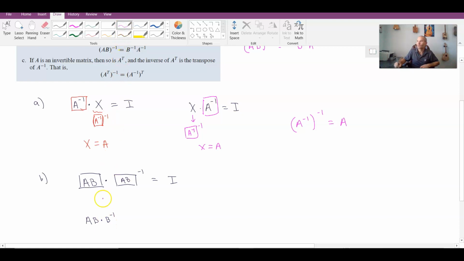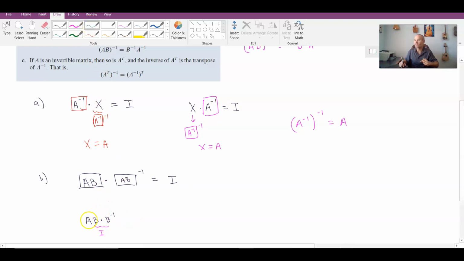So what that would give me right there is that would cancel out and give me the identity matrix. And then what I would be left with is AI, and A times I is just going to be the A matrix, since the identity matrix will not change the A matrix in any way.